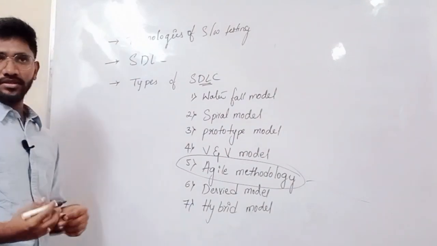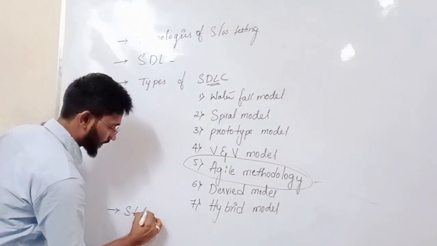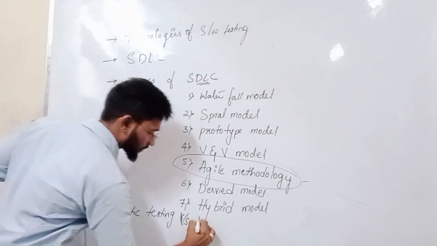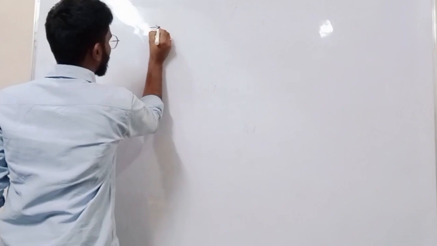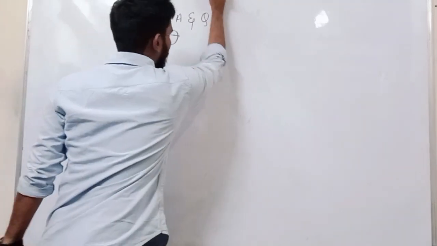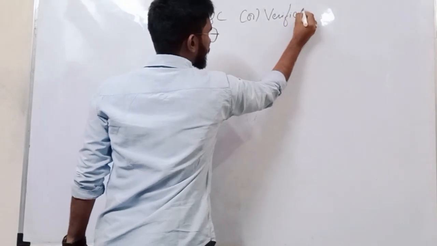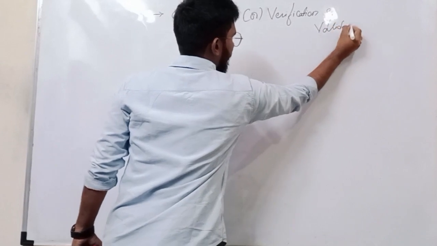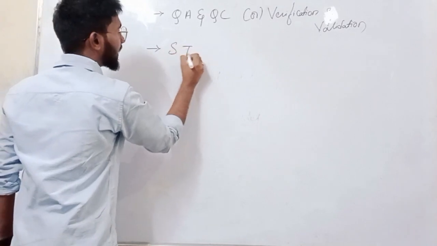Once completing the SDLC models, then we are going to be discussing the difference between static testing and dynamic testing. Static and dynamic testing. Next one, we are going to be discussing QA and QC. For this one we call another name as verification. Difference between verification and validation. Verification and validation.